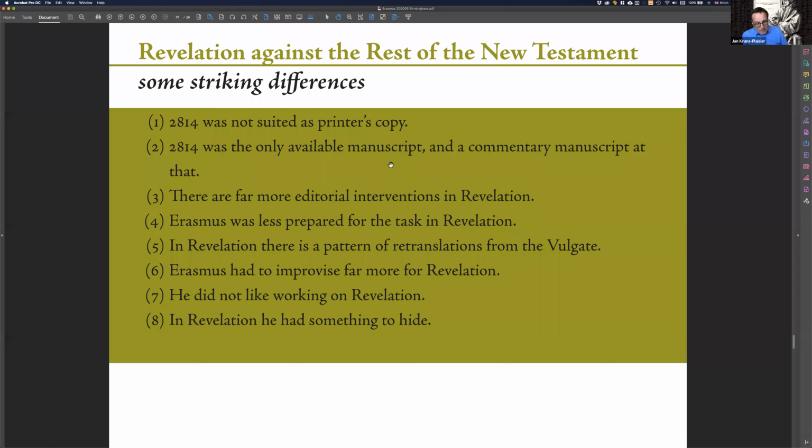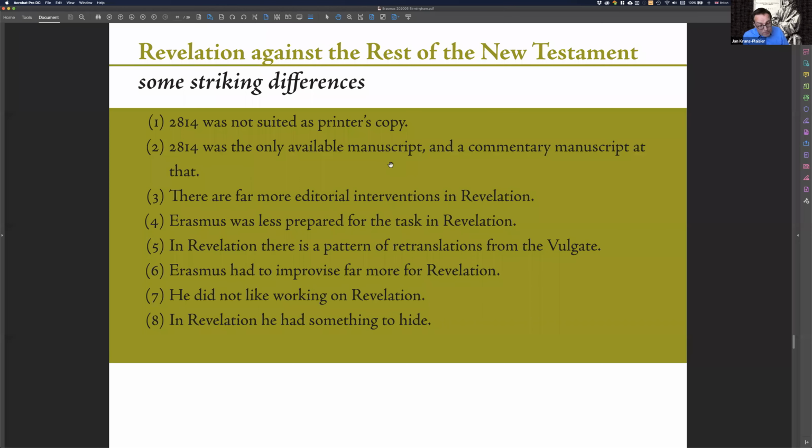While Erasmus could send other manuscripts directly to the typesetters, after there is some editing still visible in those manuscripts, the Revelation manuscript was not suited as printer's copy. He had but one Greek manuscript for Revelation, a commentary manuscript at that, against at least three for each of the other three parts of the New Testament, so that cross-checking was largely impossible. He had little more than the Vulgate at his disposal.